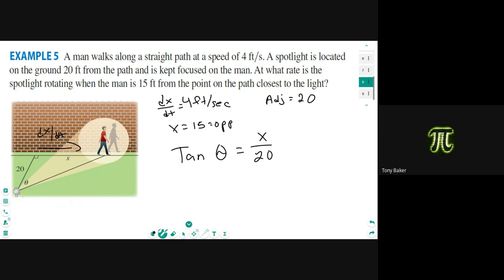It would, but remember, we're looking for the change. We're going to use the 15 at the end to figure out what the change is at that point. But I want the change in that theta. So that's the piece that we're looking for. We're looking for d theta dt. So yes, I can figure out the angle at that point, but I want to know the change in the angle. So in essence, how fast do I need to have the spotlight turning to keep up with the person?